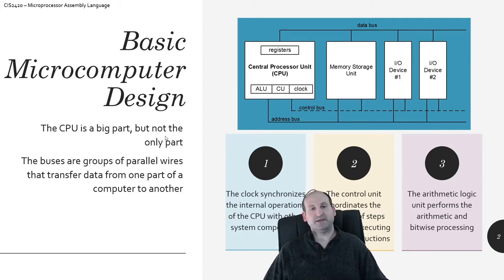The CPU is a big part of everything, right? We think of the CPU as everything, but it's just one part. It is an important part, but every part is important. So we also have RAM, we have memory storage units. If you've ever put your own computer together, you kind of know the bits and pieces that you have to purchase and how you pop them in.